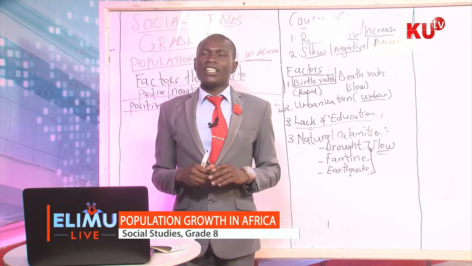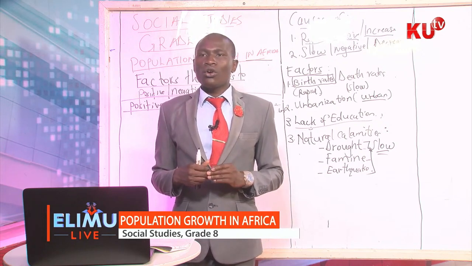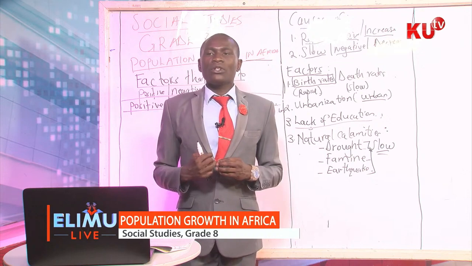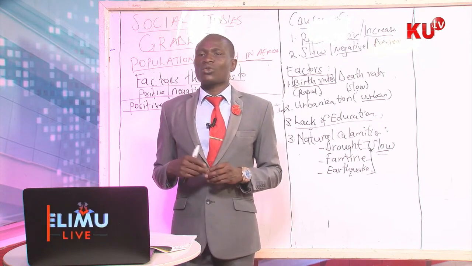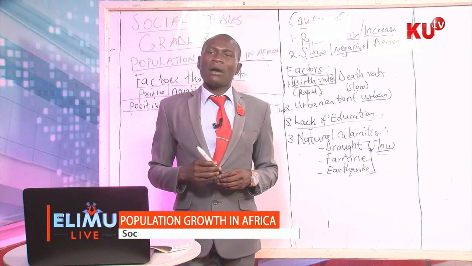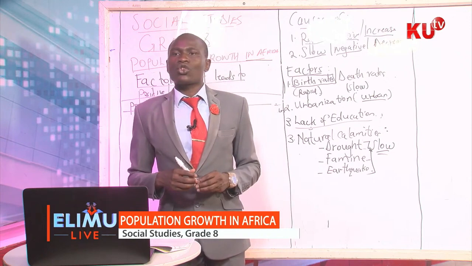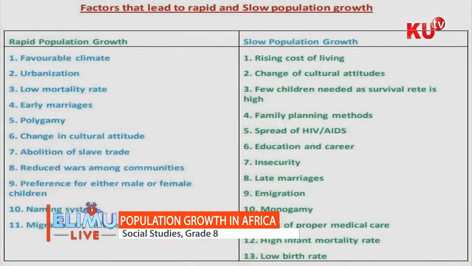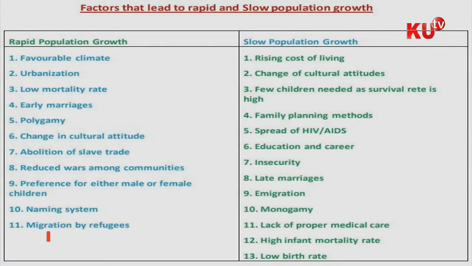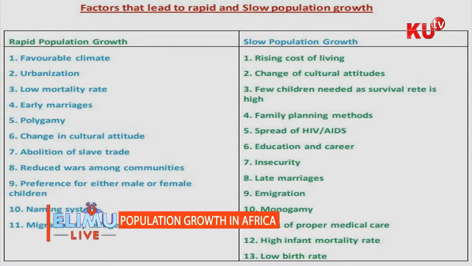Then also insecurity will still lead to slow population growth. And we talked about that, for example, the northern part of Kenya, the northeastern part of Kenya, and countries like Somalia, where we have insecurity. And lastly, we have late marriages. When people get married when they are old, it means they may not be able to give birth, leading to slow population growth.